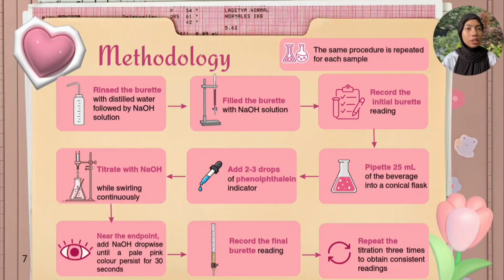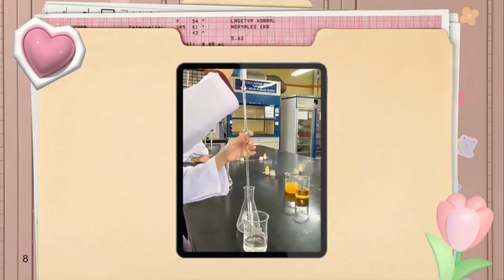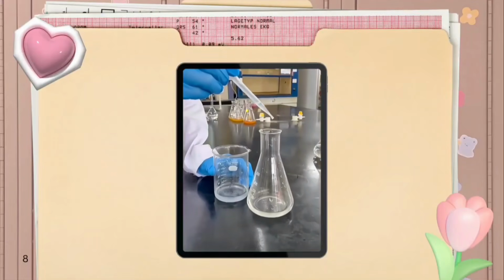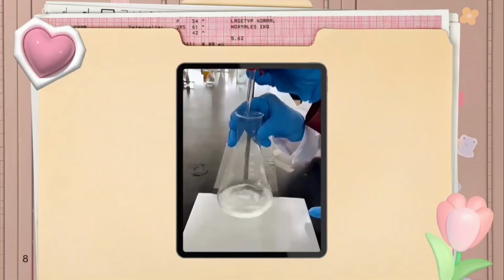Then, the titration was repeated about 3 times to obtain consistent and reliable results. The same procedure was repeated for the fruit juice, energy drinks, and soft drink samples. First, 25 ml of the soft drink was transferred into a conical flask, followed by 2 or 3 drops of phenolphthalein indicator. The sample was titrated with NaOH until the endpoint was reached.